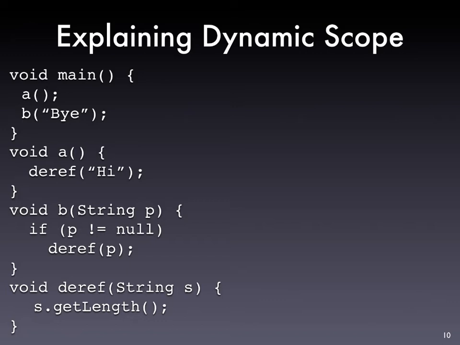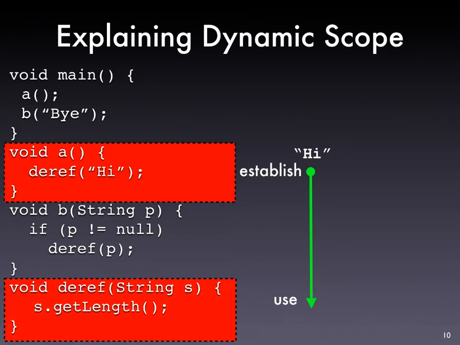Let me explain dynamic scope with an example. So this is that same bit of code, and if you recall, when I talked about validation scopes before, what we were really interested in was how two different values flow through the program, high and low. Let's consider high first. It's established to be not null in the A method, and that's then passed into deref, where it's used. This means that the dynamic scope for that particular value includes A and deref.